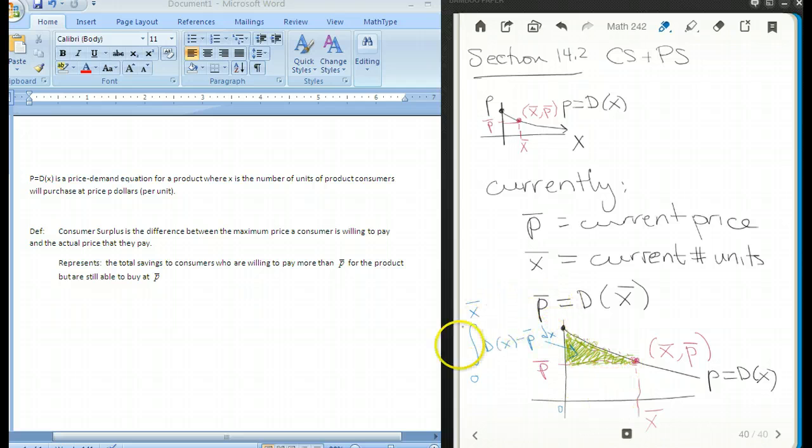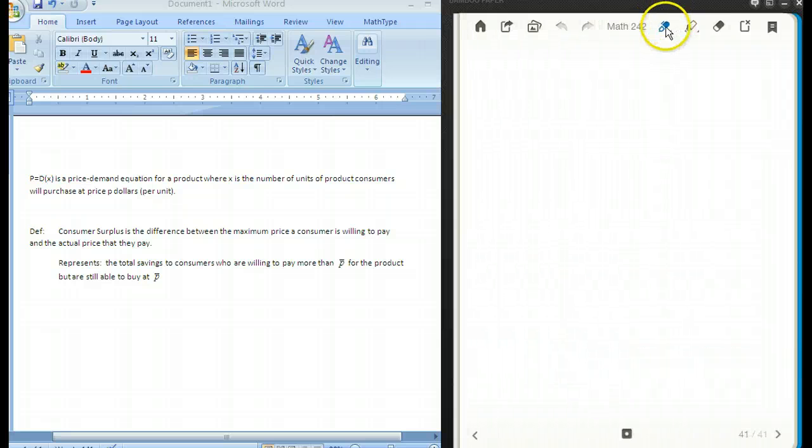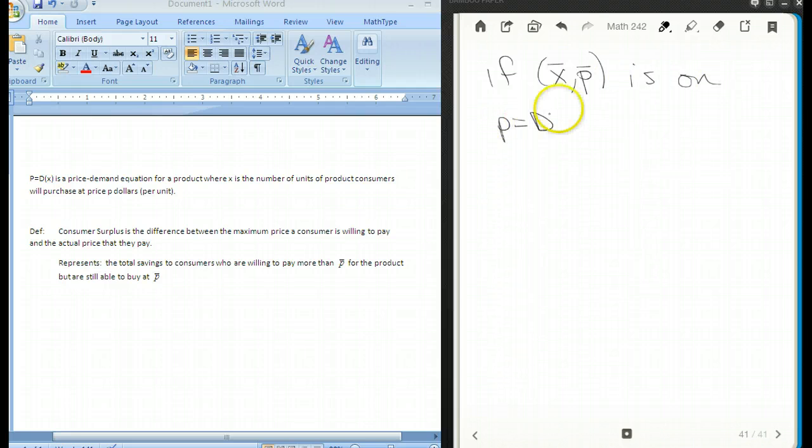Okay, so this is our formula here for consumer surplus. If you'd like, we can summarize and write it up nice and big for you. So we can write this as: if x bar, P bar is on P equals D of x, the consumer surplus at P bar is, and we write it as this definite integral.